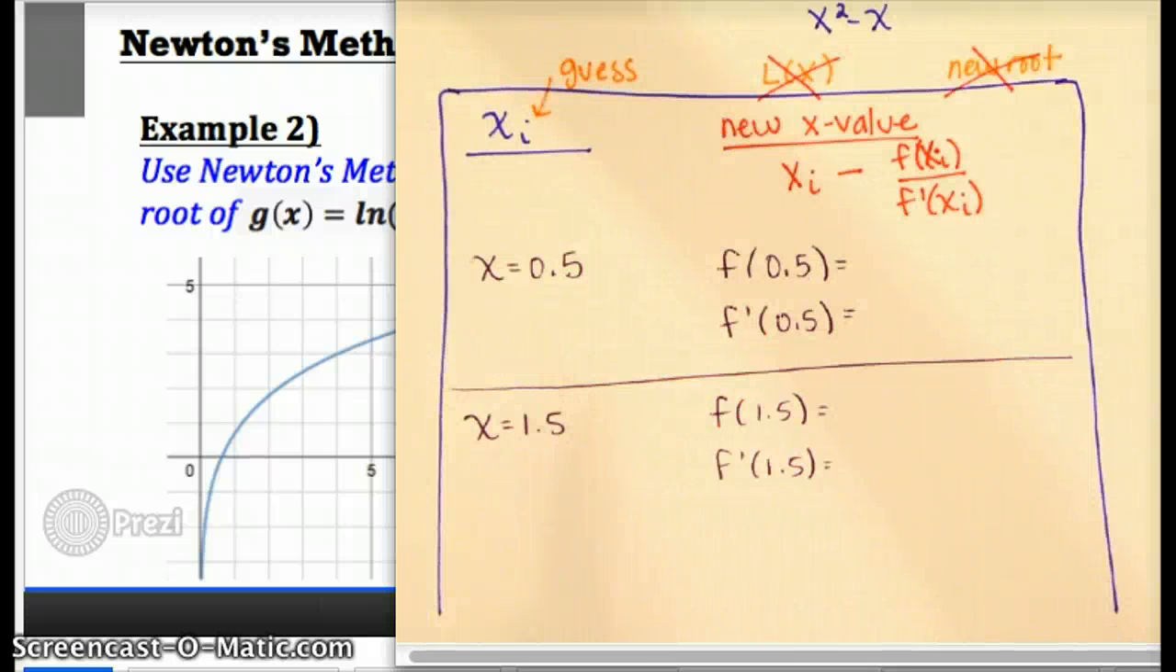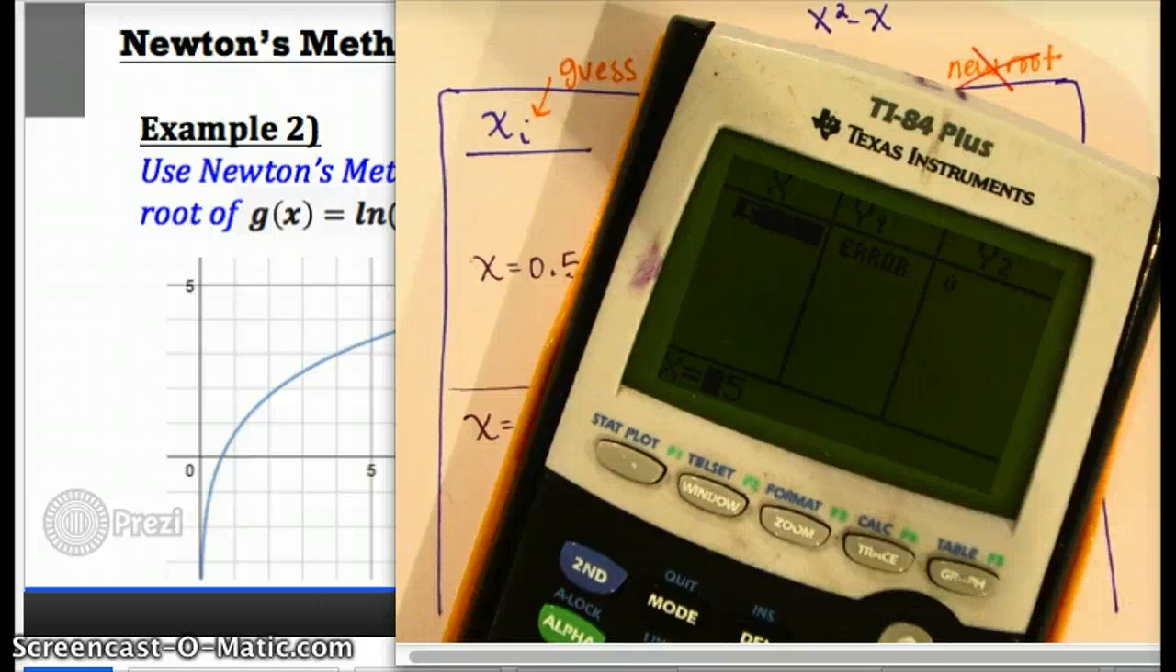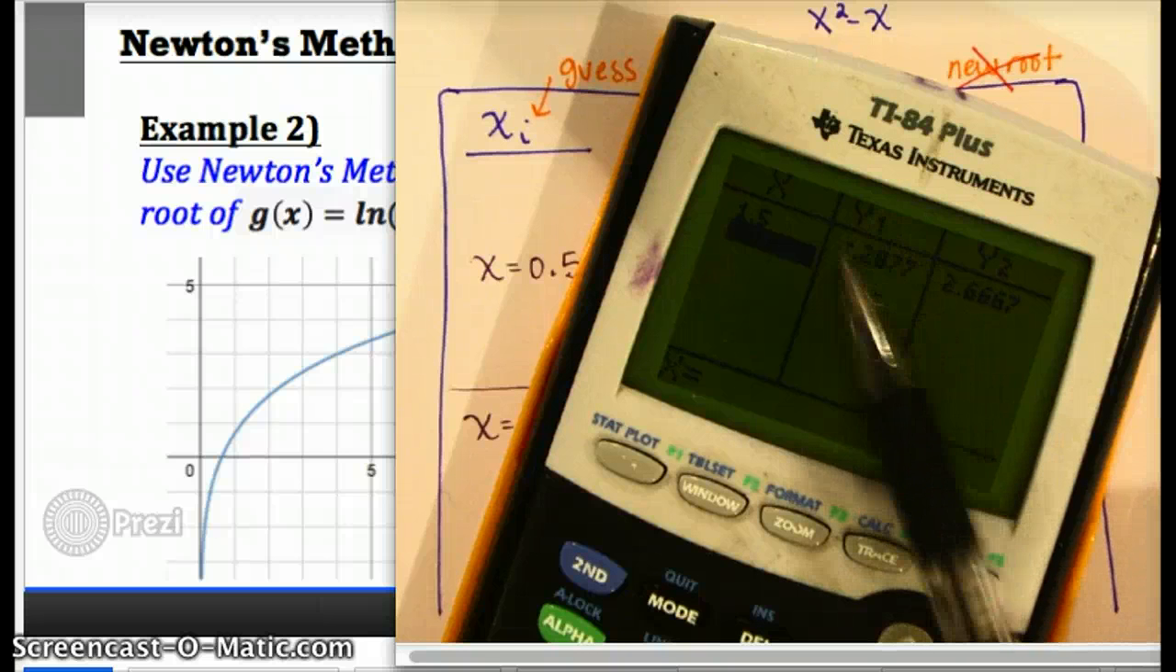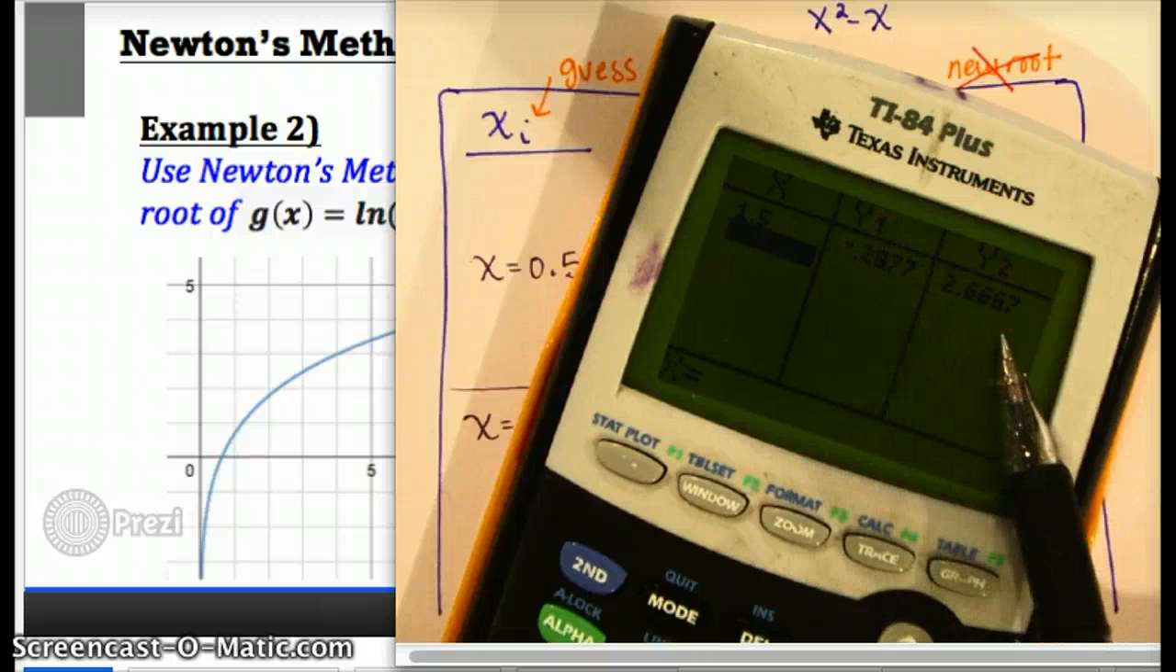Just like before, I need to plug it into f and f prime to get out those numbers that I'll then use in this formula. Using the calculator to plug in 1.5, 1.5 gives me a perfectly fine value, both for the y value and for the derivative value.